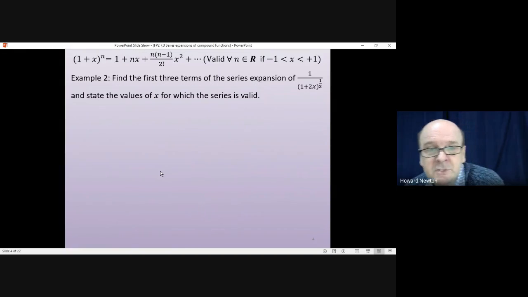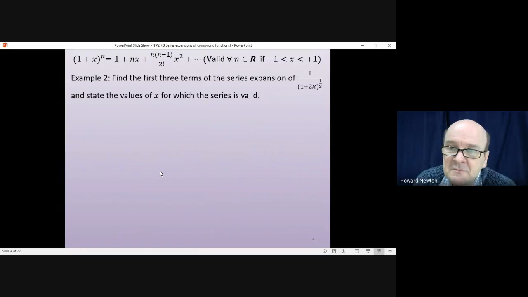Okay, example 2. Find the first three terms of the series expansion of 1 over (1 plus 2x) to the third, and state the values of x for which the series is valid. Now, this is the binomial expansion. First thing we'll need to do is rewrite this as (1 plus 2x) to the minus a third, and then press on from there. I'll let you have a go at doing that. Pause the video. Come back to me when you're ready.